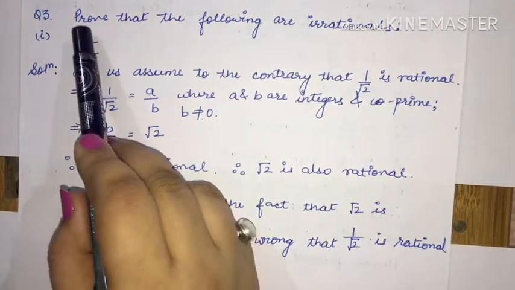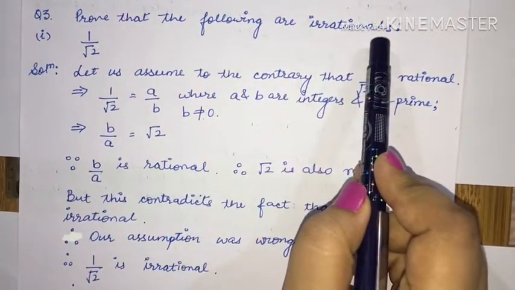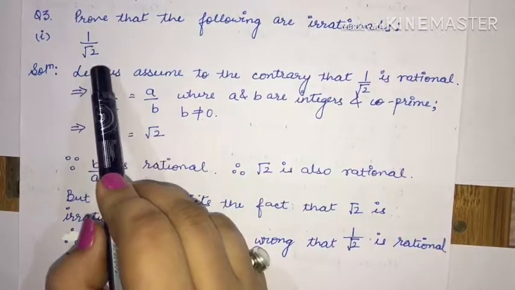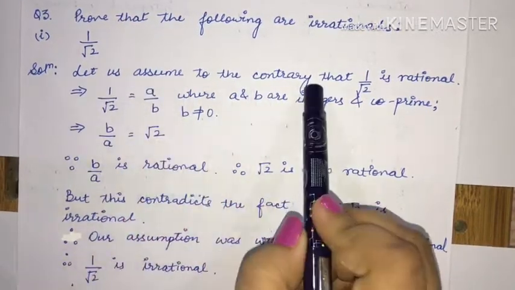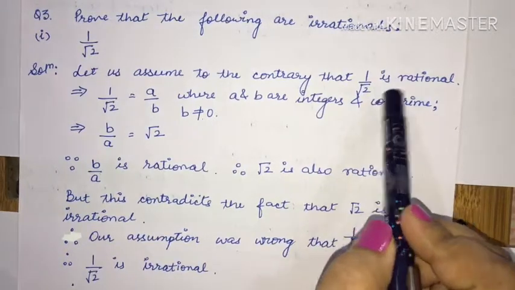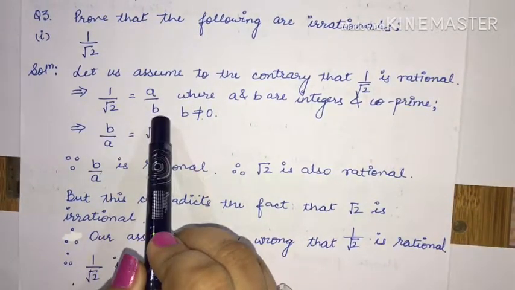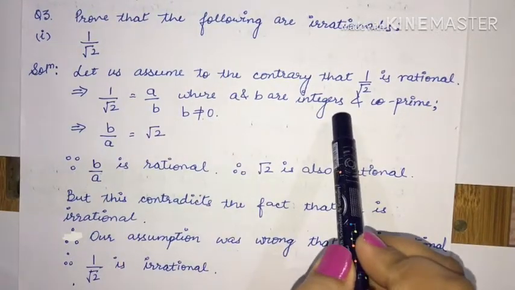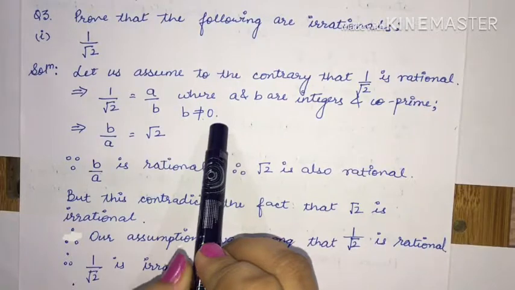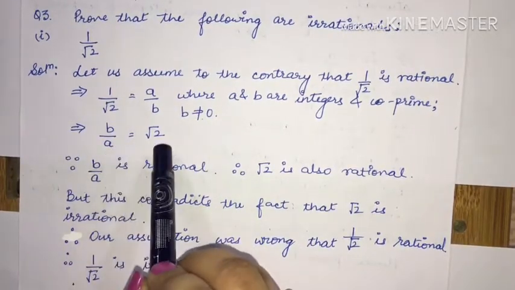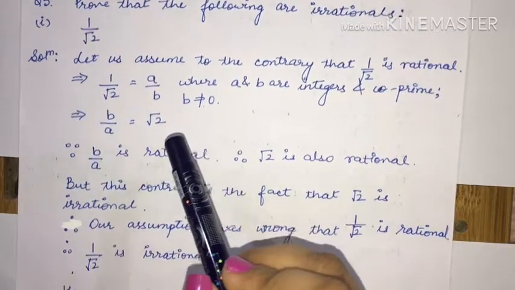Now question 3, which says prove that the following are irrationals. Number 1, 1 upon root 2. Solution is, let us assume to the contrary that 1 upon root 2 is rational, which implies 1 upon root 2 is equal to a upon b, where a and b are integers and co-prime, and b is also not equal to 0, which implies b upon a is equal to root 2, as we have cross multiplied them.